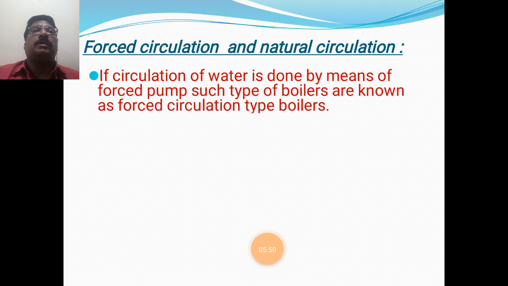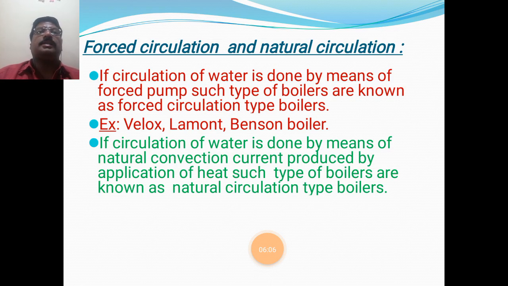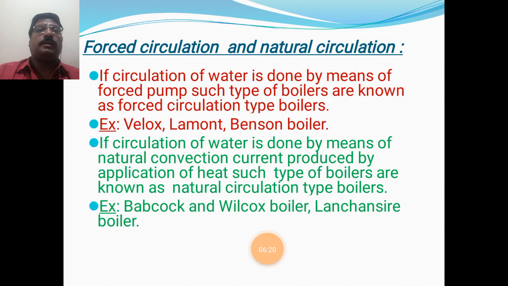As I said, if the circulation of water is done by means of a forced pump, such boilers are known as forced circulation boilers. Examples of forced circulation boilers are Wilcox, Lamont and Benson boilers. If the circulation of water is done by natural convection, that is, convection currents produced by the application of heat, such boilers are known as natural circulation boilers. Examples are Babcock Wilcox and Lancashire boilers.